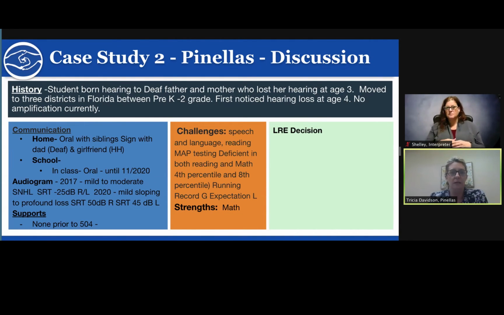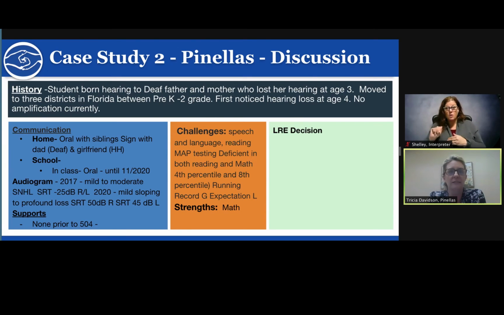So the student I'm going to talk about today is a unique situation. He's a little boy, he's in 2nd grade currently. He was born hearing to a deaf father and a mother who lost her hearing at age 3. They started out in Pinellas when he was just 3 years old. He wasn't in any program because, again, he was born hearing, showed no deficits, so Early Steps wouldn't be intervening. And just before pre-K, he was enrolled in a pre-K program.